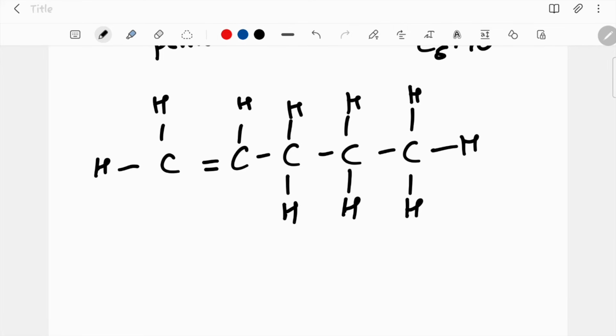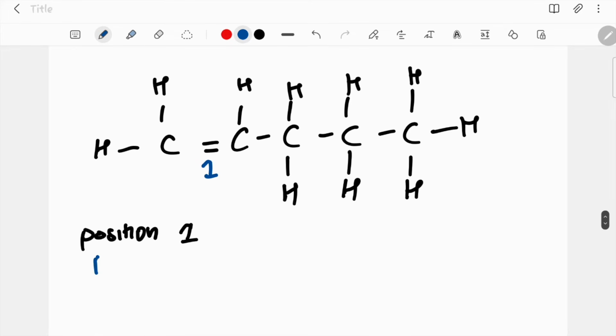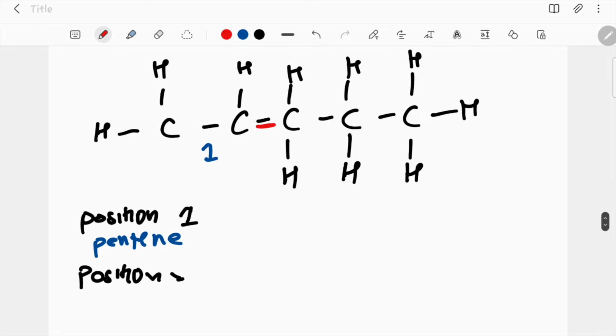Now is when you're going to understand naming. We're going to call this position 1. At position 1, the name of this compound is simply pentene. What about position 2? At position 2, I'm going to take this double bond and put it right here. At position 2, it becomes 2-pentene.